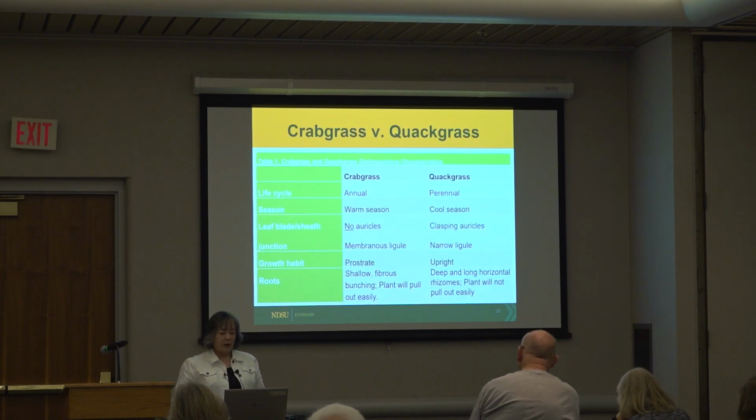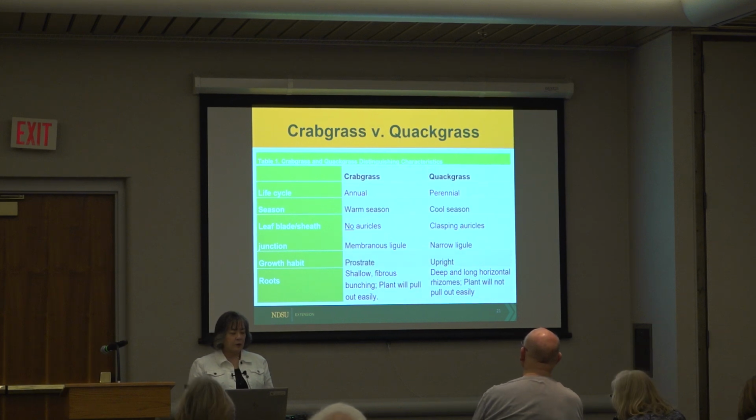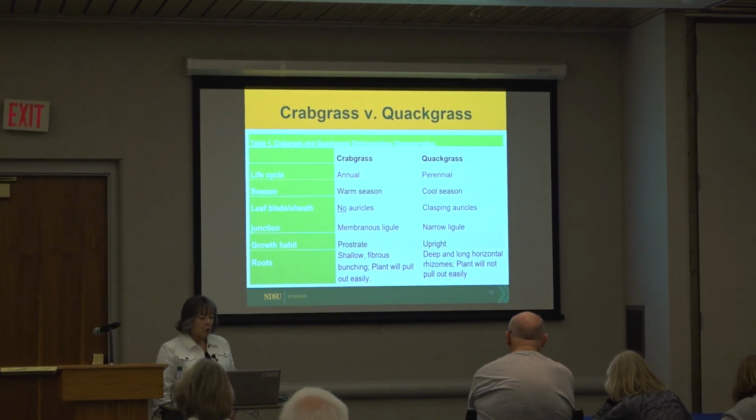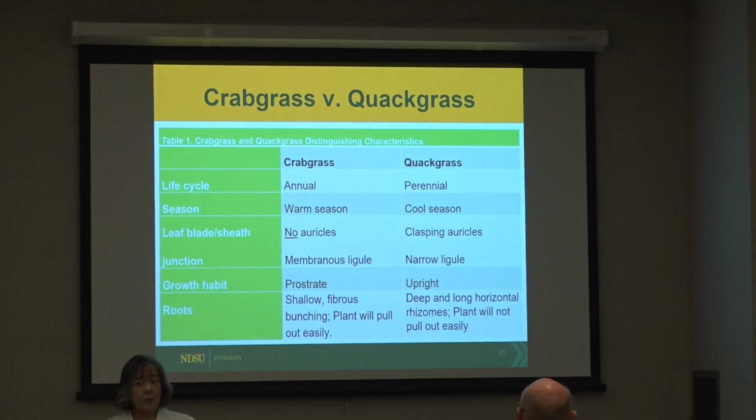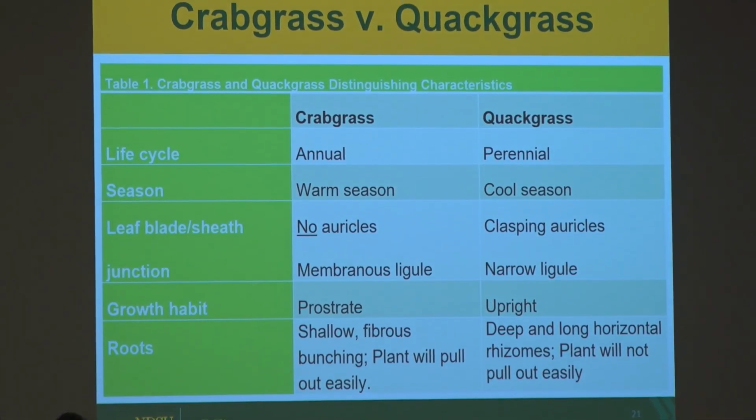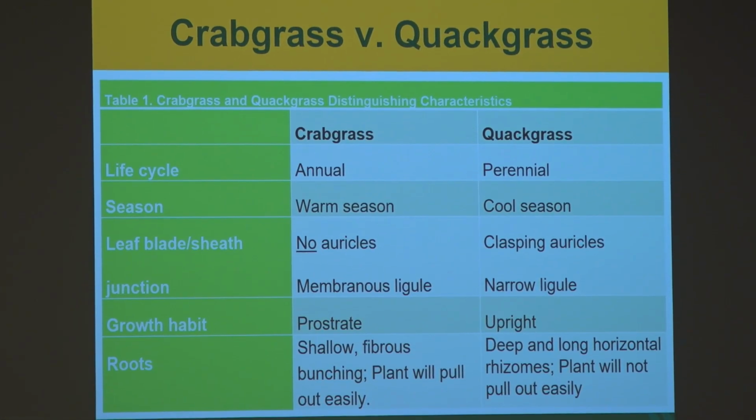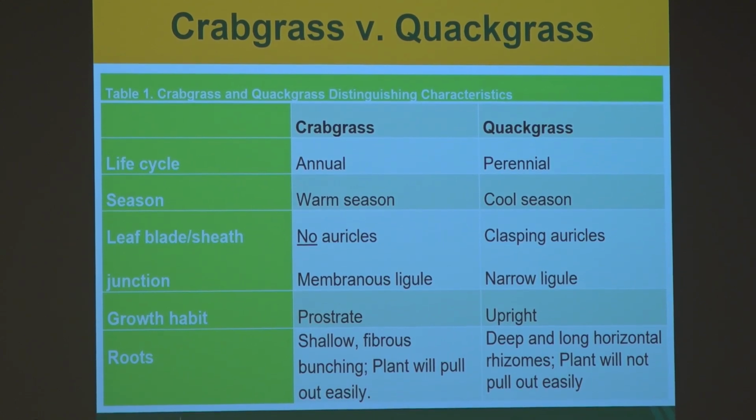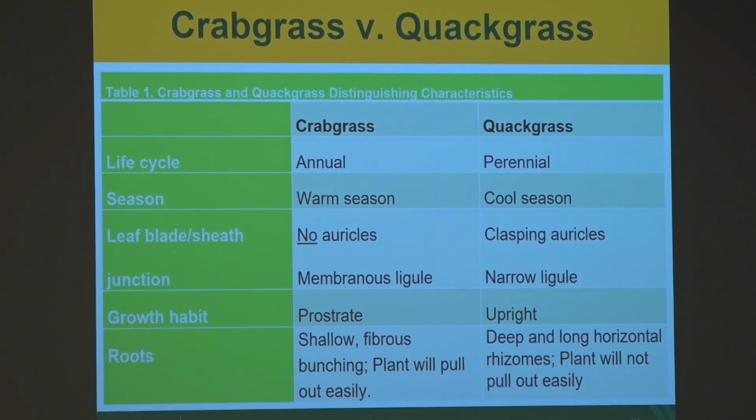Now to help you, I've got a little table to help you differentiate between crabgrass and quackgrass. One thing we haven't talked about is the life cycle. Crabgrass is an annual. It germinates from seed each year, and then it dies with a hard freeze. Quackgrass is more problematic. It's a perennial, and it'll come back year after year, and in fact, you might be noticing your quackgrass already in your yard. Crabgrass is a warm season grass that capitalizes on warm temperatures.